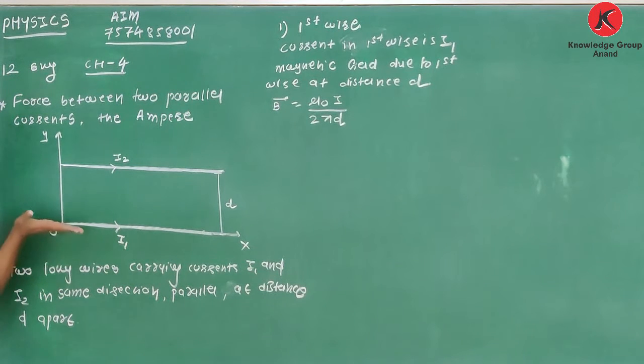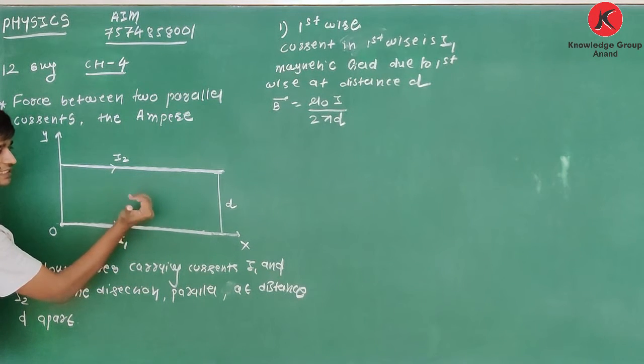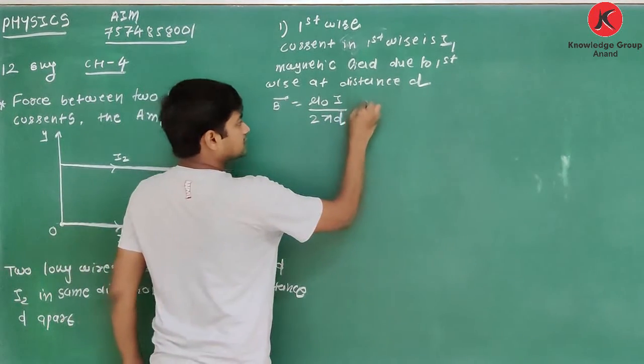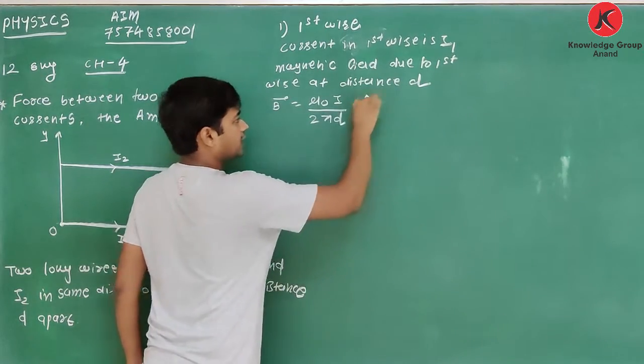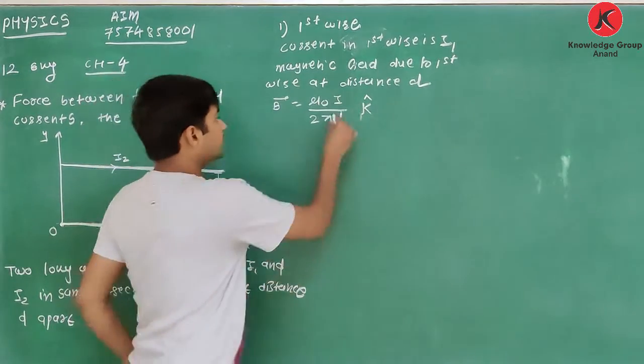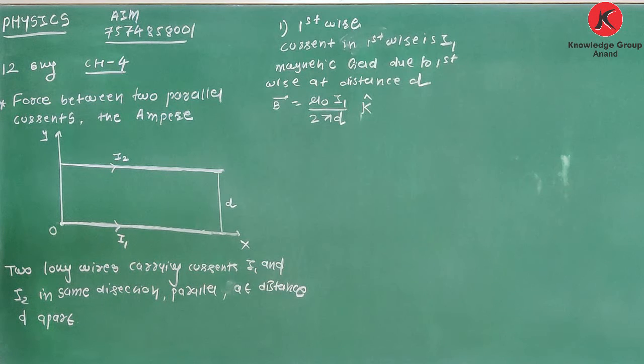Again, the current flows in this direction, the second wire is above this wire, so wrap fingers this way. The thumb comes outside, which means in the direction of the z-axis, k cap. So it is mu 0 I1, because the current flowing here is I1. B is equal to mu 0 I1 upon 2 pi d k cap. The magnetic field produced due to the first wire is B.